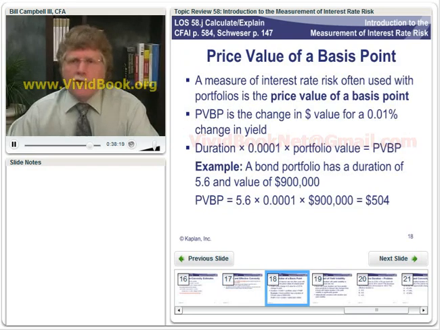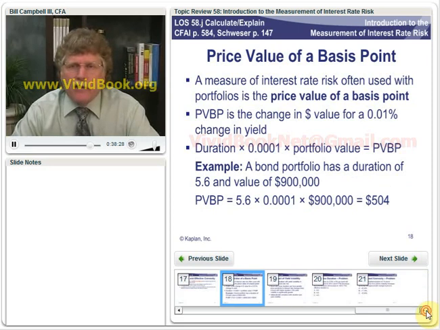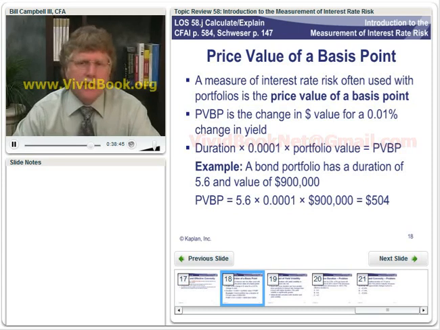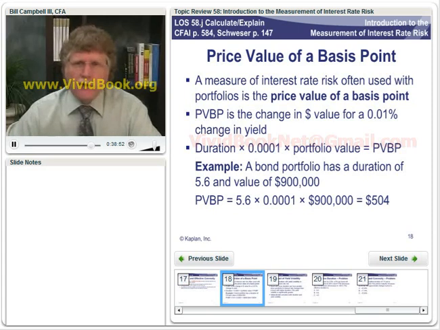All right, another calculation for you. The price value of a basis point. This is a long phrase that simply says if the yield to maturity changes 1 basis point, what's the price change, the dollar change in the value of my portfolio? Notice we've been using duration to calculate a percentage change, but now we're going to use it to calculate a dollar change. Here's your calculation.